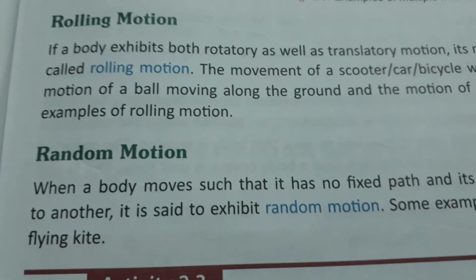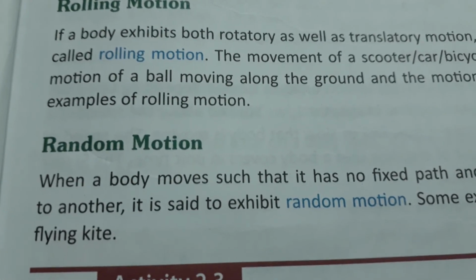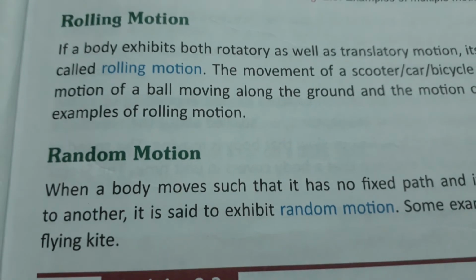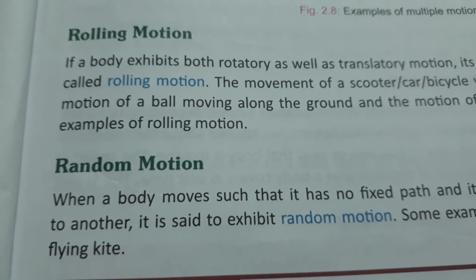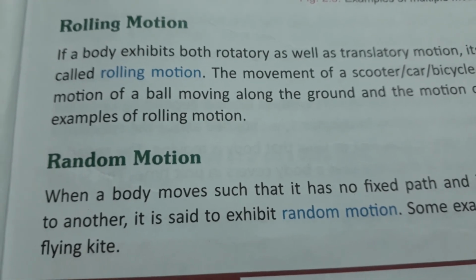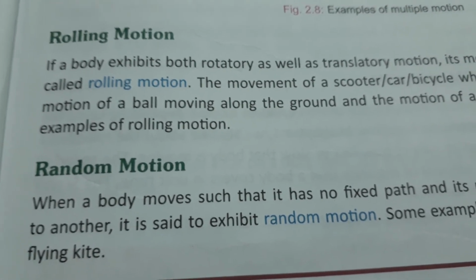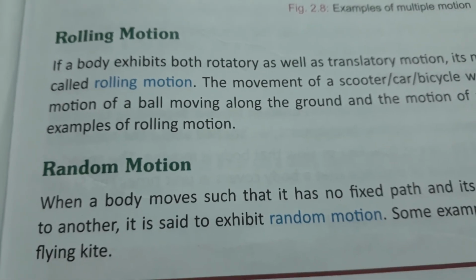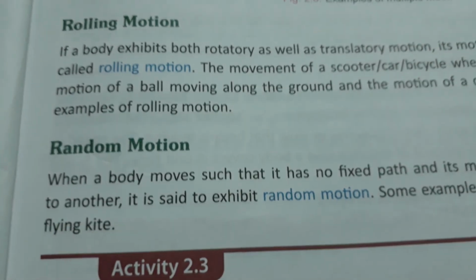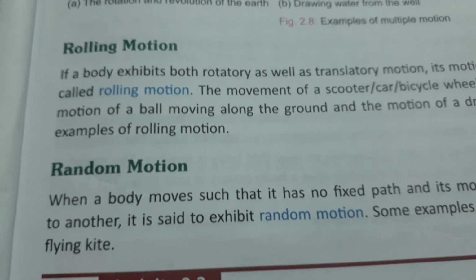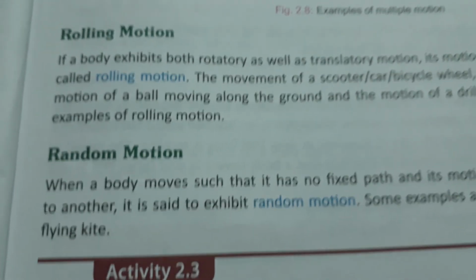Next, random motion. There is no particular path for the movement of the body. It will move in a zigzag path, not a curved path, not any straight path, any movement. It's a zigzag movement, no path. So when a body moves in an irregular path, that is called random motion.